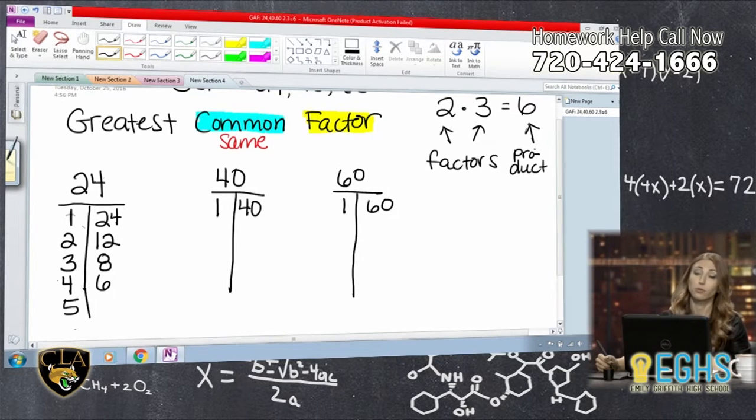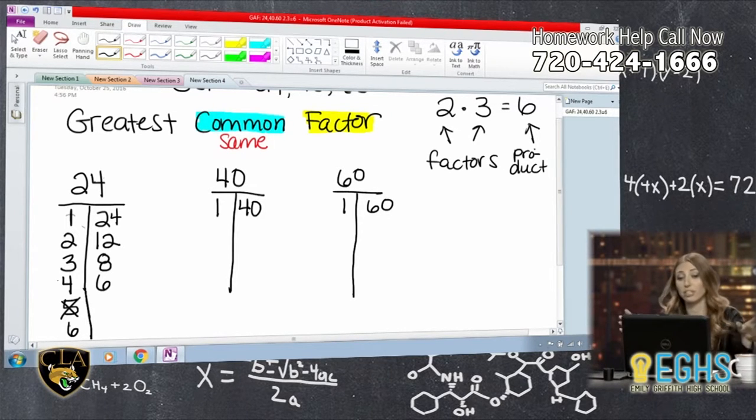Well, you might know that 24 is not divisible by 5. So I might cross that out. And then I get to 6. Now, as soon as I hit repeats, I already know that 6 is a factor of 24. It's already on my list. So that means I'm finished listing factors.